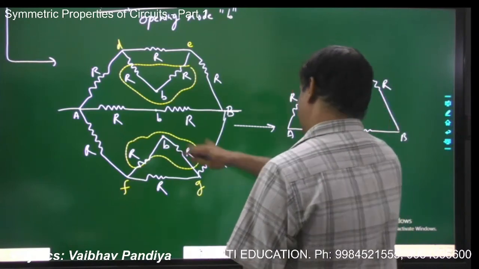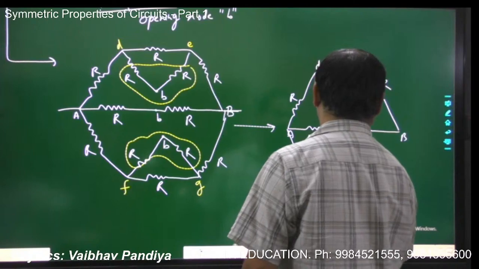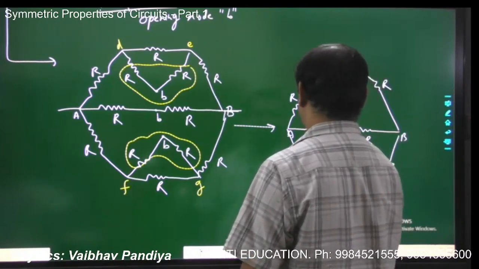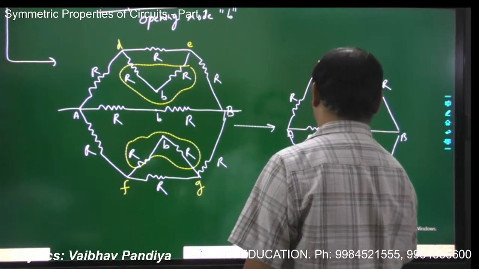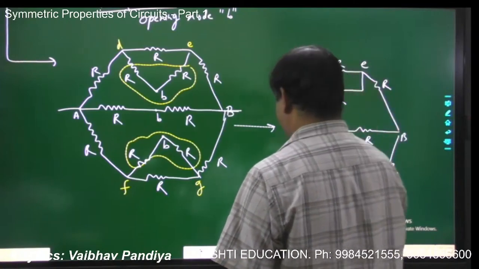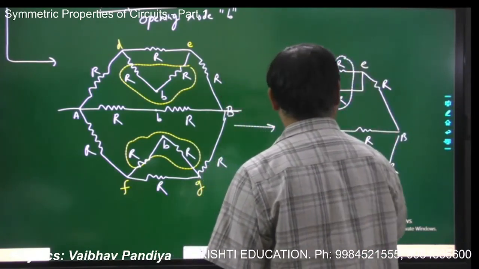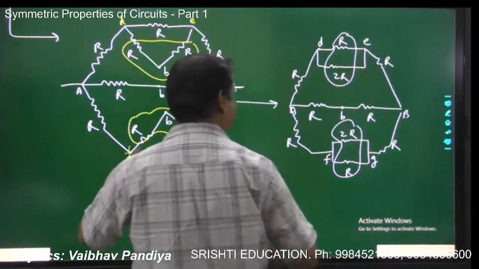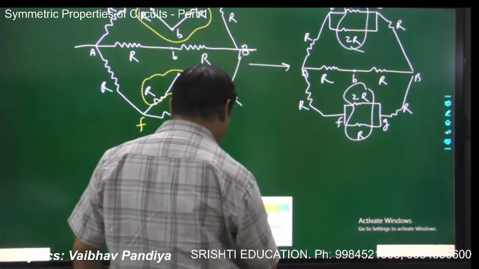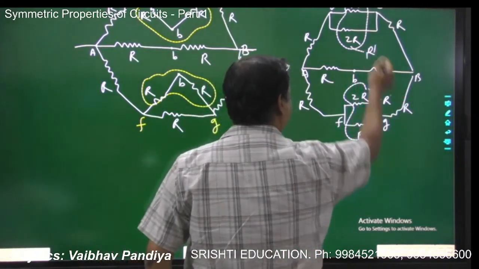An identical thing will be for the bottom portion. This is R, this is R, and this is 2R, and this is R, and this is point F and G, and this is O, D, and E. Now, of course, you can say these two are in the parallel combination. So they will have an equivalent resistance, give it some name, say R dash. It will also have R dash being identical.